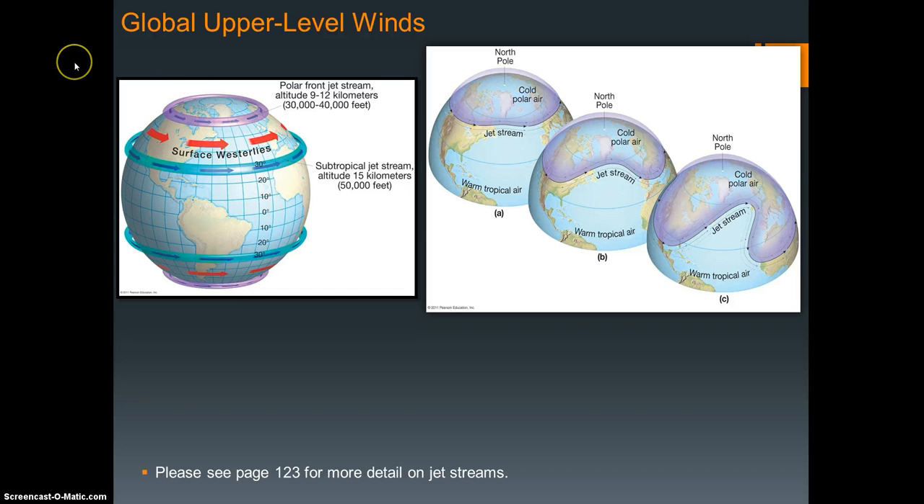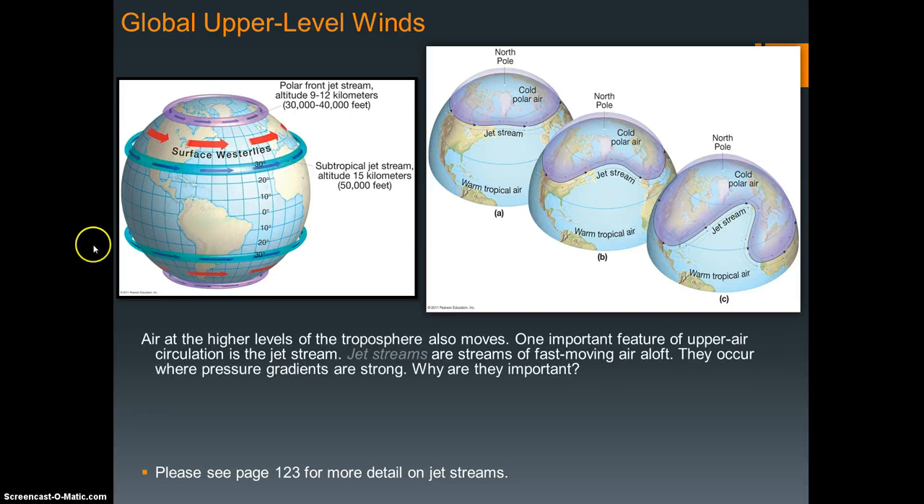Important also with our global wind belts are our upper level winds. So we were just looking at some upper atmospheric activity with winds. Air moves not only at the surface, but also at the higher levels of the troposphere. And one important feature here, and probably something that you hear a lot about when you watch the weather report, is the jet stream. And what is the jet stream? It's just a stream of fast-moving air aloft.